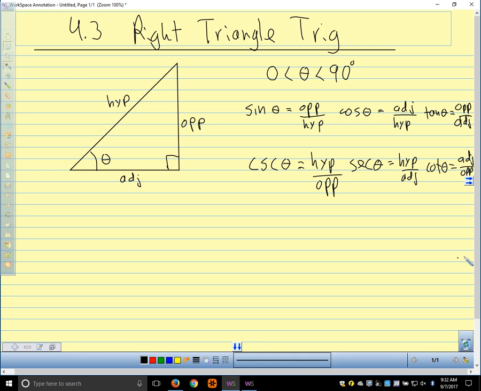A couple of reminders here. When we write, often students want to leave off the theta or the t or the x or whatever. So when we write this, what we're actually doing is saying the sine of theta. So it doesn't make sense to say the sine equals square root of 3 over 2. You need the sine of something.